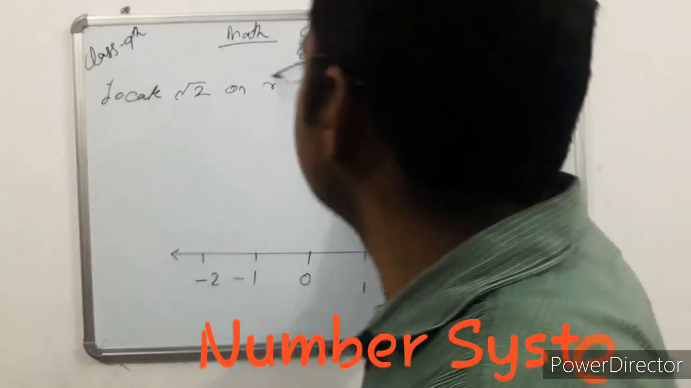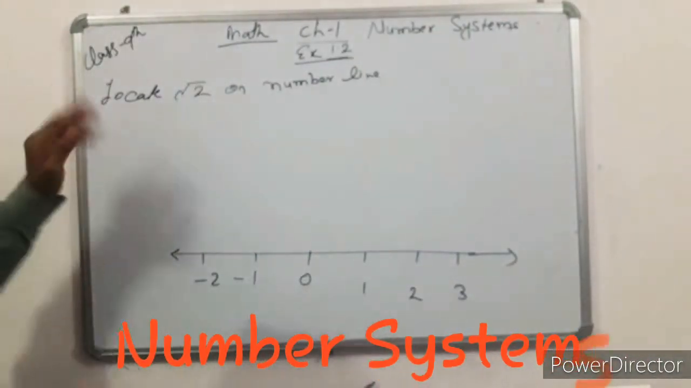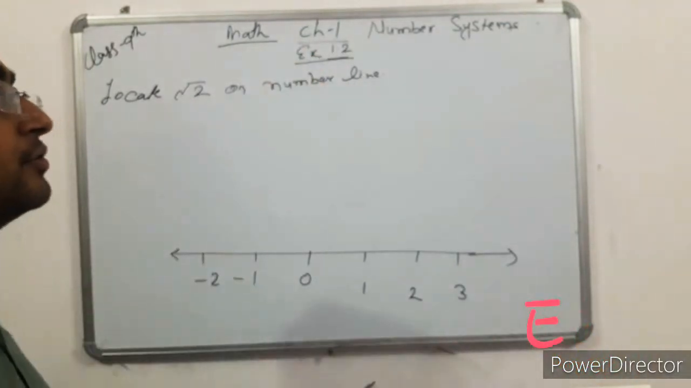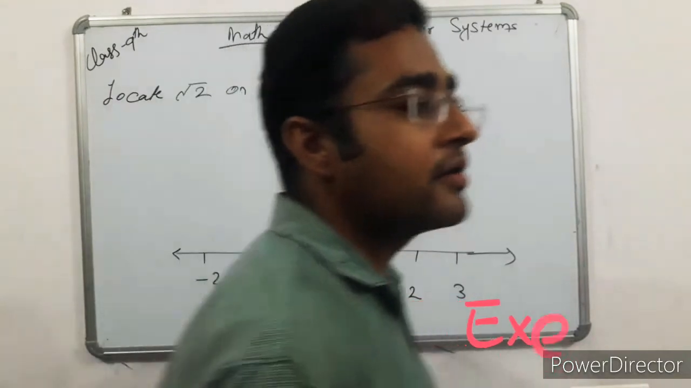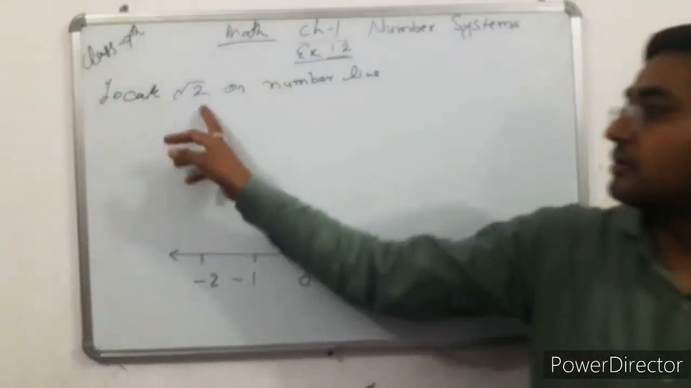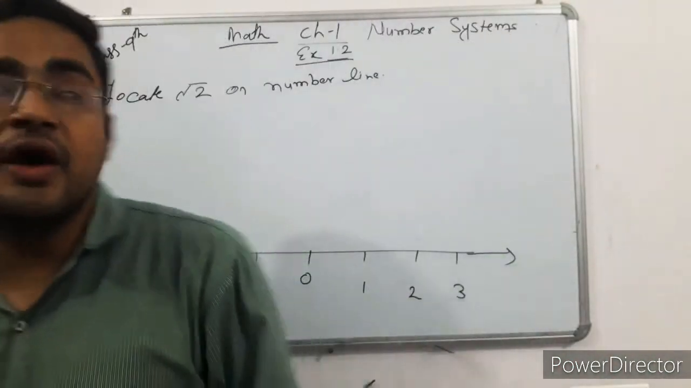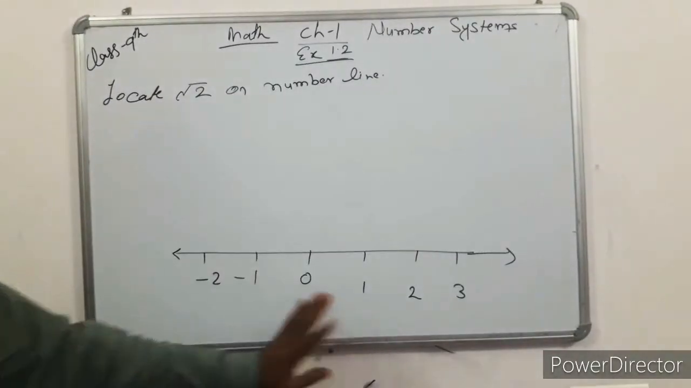We are doing chapter 1, Number System, of class 9. This is exercise 1.2. In this, the main thing is how to locate an irrational number on a number line. Now let's see root 2. We have to represent this on the number line.